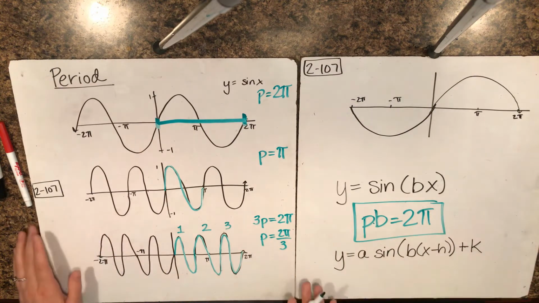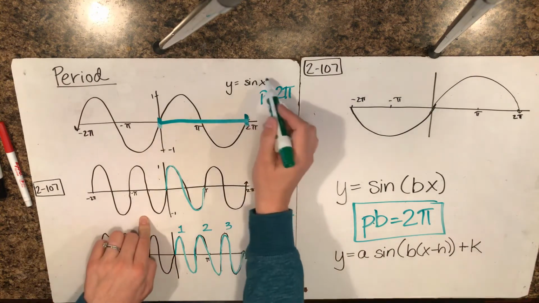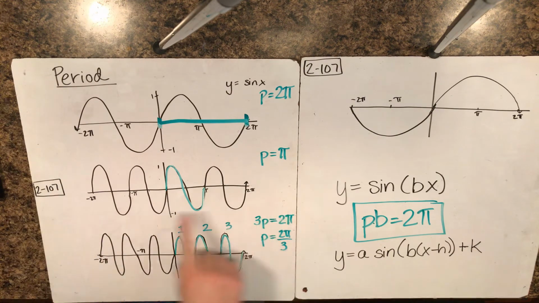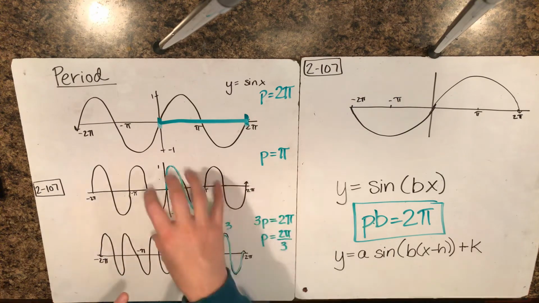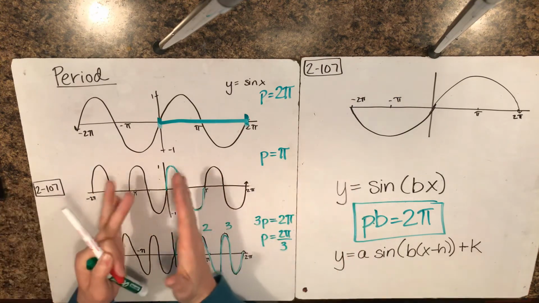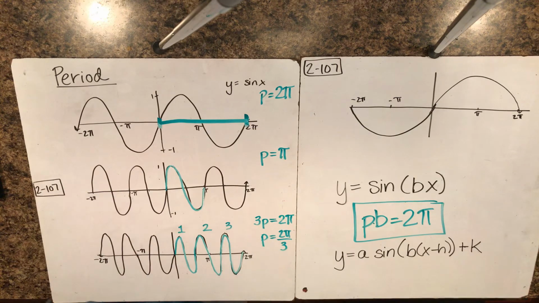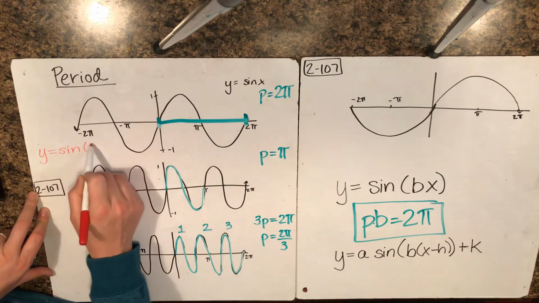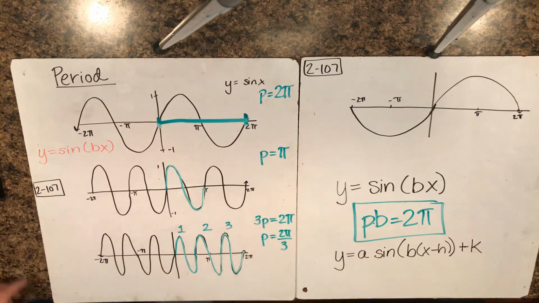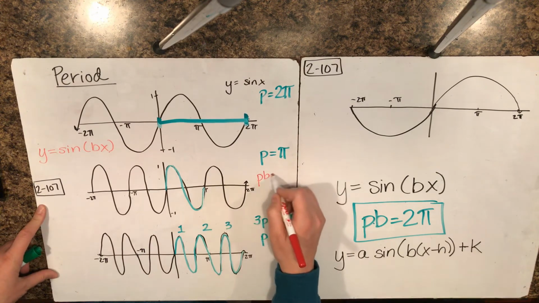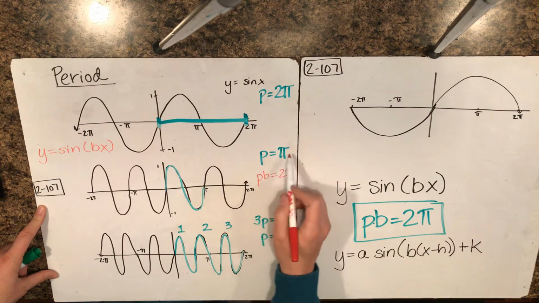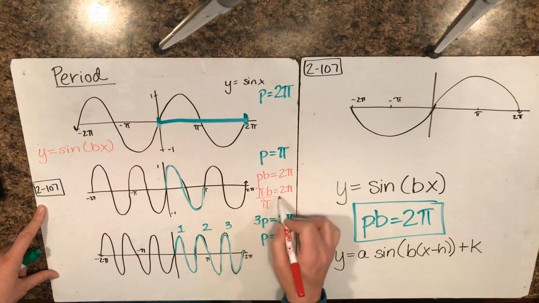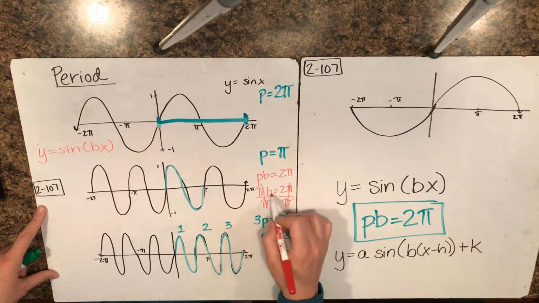So if I want to write an equation for this graph, we already have the equation for the first one. But if I want to write an equation for this graph, I haven't translated this graph at all. I've only done a horizontal shrink, really. If I want to know what the B value is, I know y is equal to sine of some B value times x. If I know the period is pi, I can say period times B equals 2 pi. Period is pi, so pi times B equals 2 pi. Divide by pi. Giant 1, B equals 2.